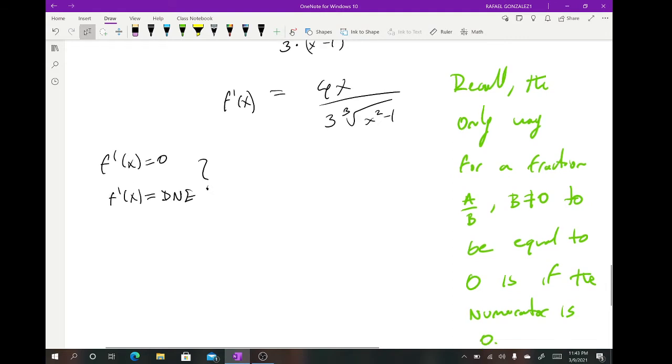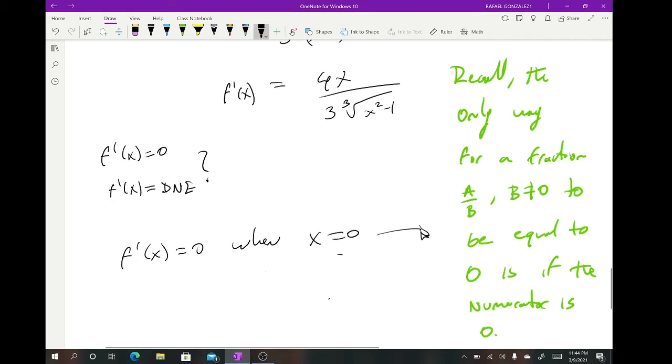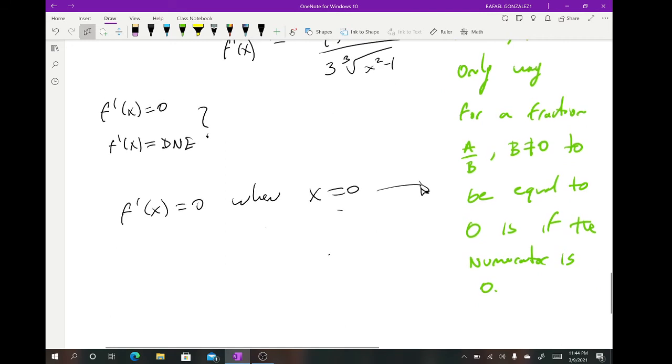So now we see clearly that 4x is equal to 0 precisely when x equals 0. You could divide both sides by 4 and you get x equals 0. So f prime of x is equal to 0 when x equals 0, because the numerator has to be 0 for the fraction to be 0.